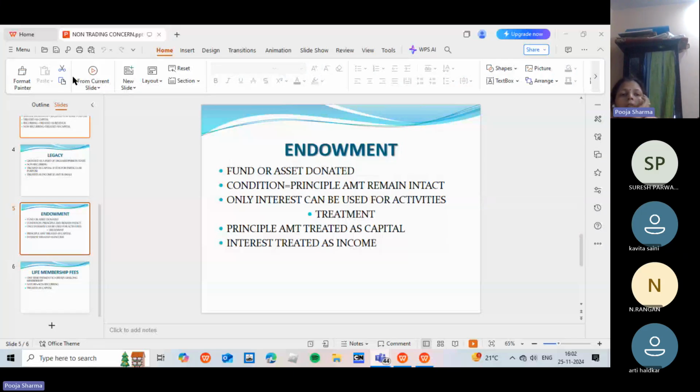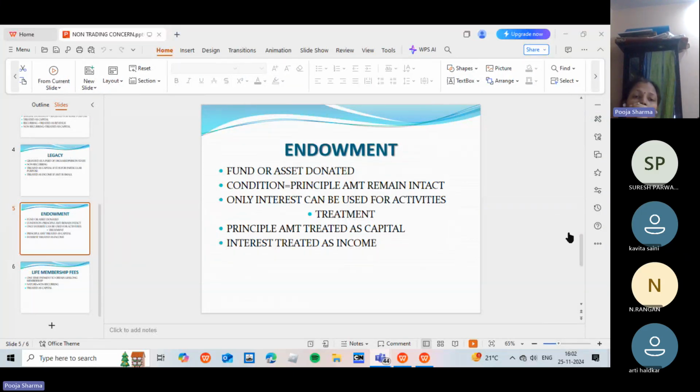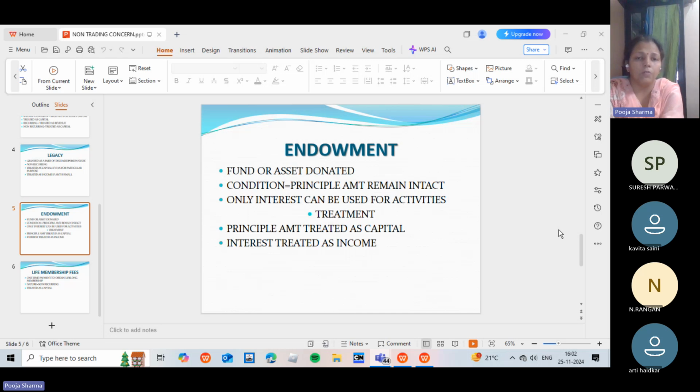Now, endowment fund. An endowment fund is assets or a fund that is donated by the member to the institute or non-trading concern. It may be in the form of assets or cash, monetary or assets. There is always one condition with an endowment fund. What is the condition? They give the principal amount, but with one condition: the principal remains intact.